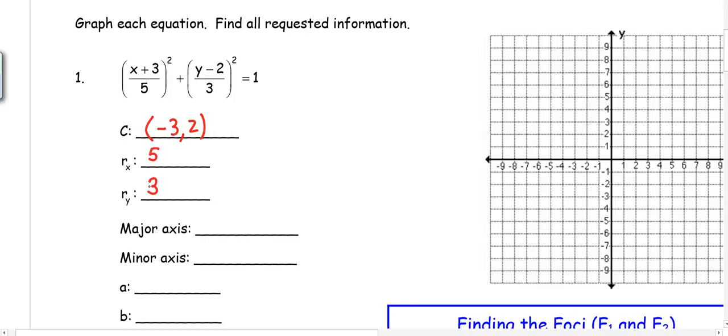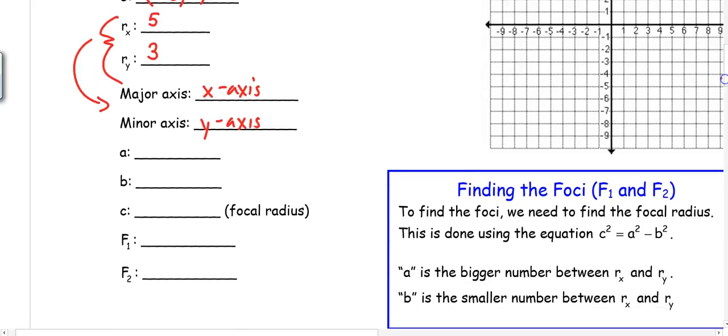Now, major and minor axis. Your major axis is always the larger of the two. So in this case, it's going to be our x-axis, and our minor would be our y-axis. We are basing this off of our x radius and y radius. If I'm going to do the Pythagorean theorem to find my focal radii, the a and b values are just going to help me find my focal radii. The a value is going to be the larger radius, and the b value is going to be the smaller radius.